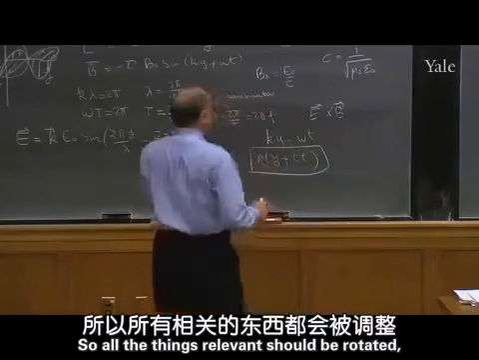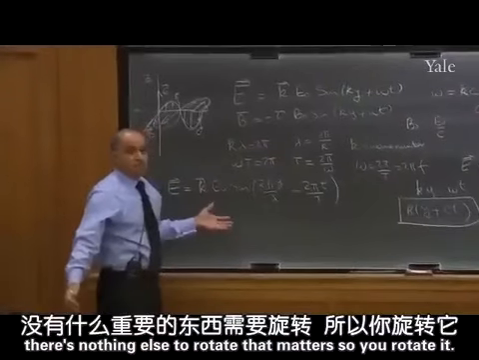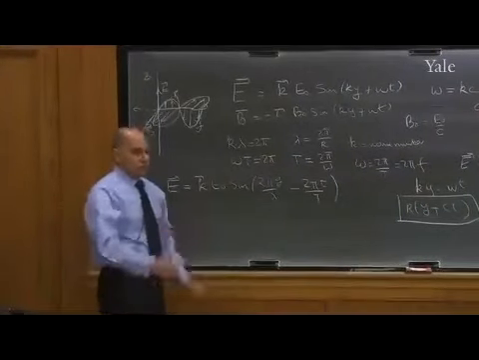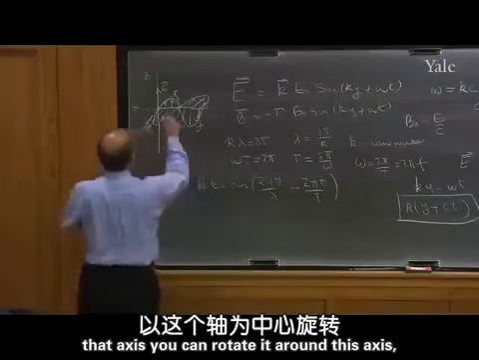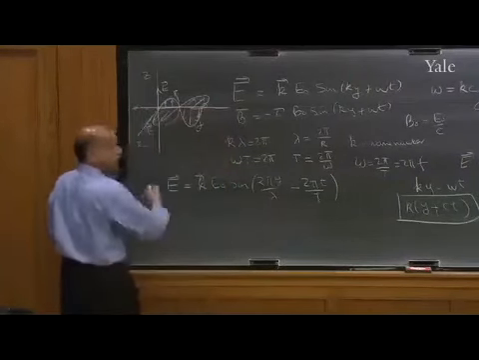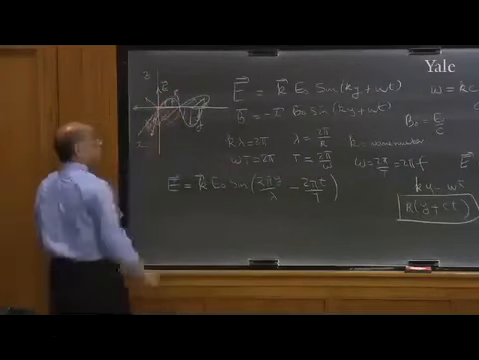So all the things relevant should be rotated, but for an electromagnetic field in vacuum, there's nothing else to rotate that matters, so you rotate it. Now, another thing you can do, instead of rotating around that axis, you can rotate it around this axis, around the axis of propagation. You can turn E to that, and you can turn B to that.